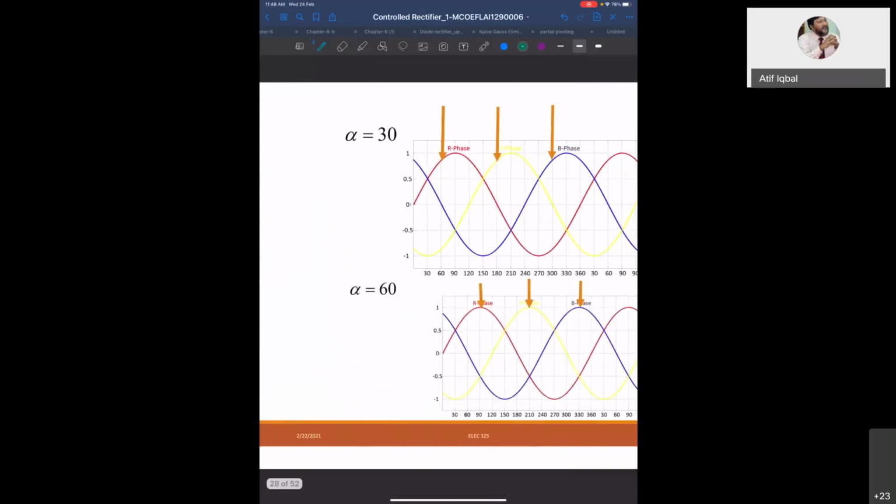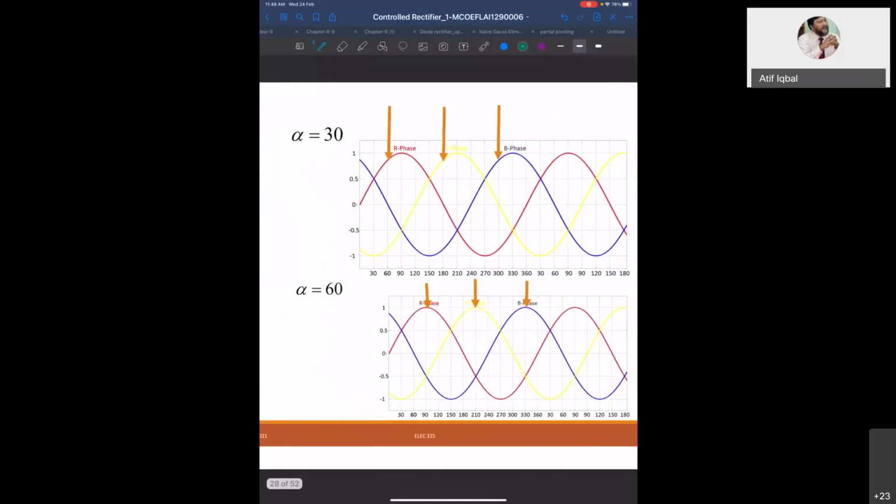Now, what will be the output voltage if you have 30 degree alpha? So this is my alpha, 30 degree. This is SA, first one, this is SB, this is SC. When SA operates, I will get this as my output. And then I will get this as my output, and then this, and then this. So this is how I get the output at alpha equal to 30. Understand?